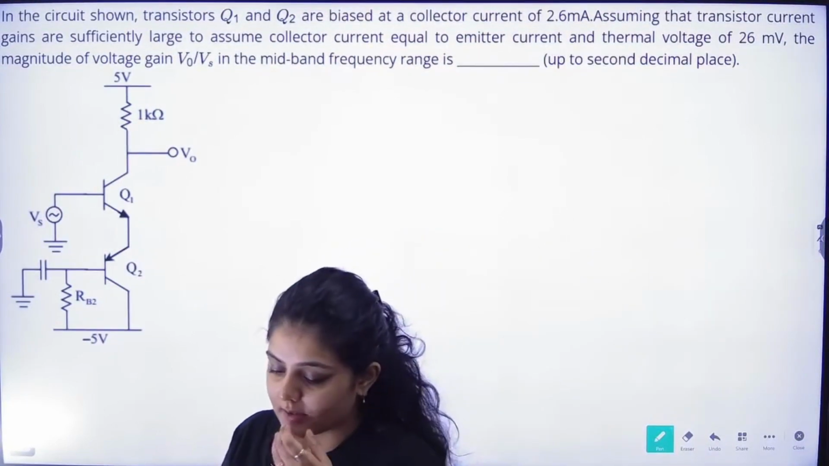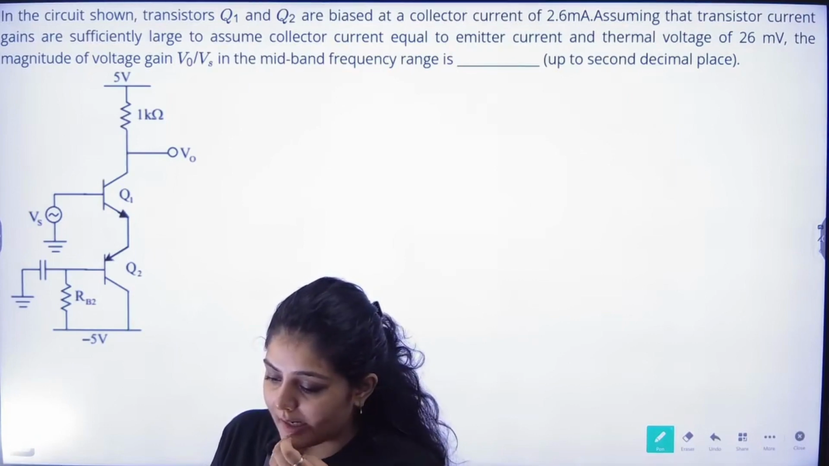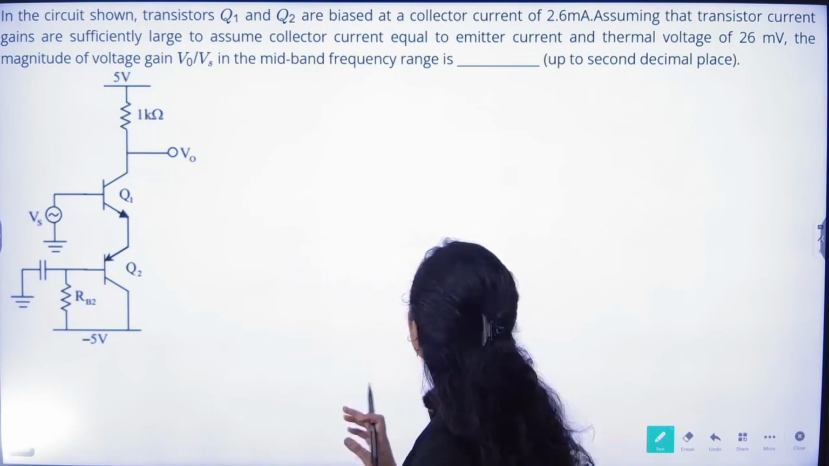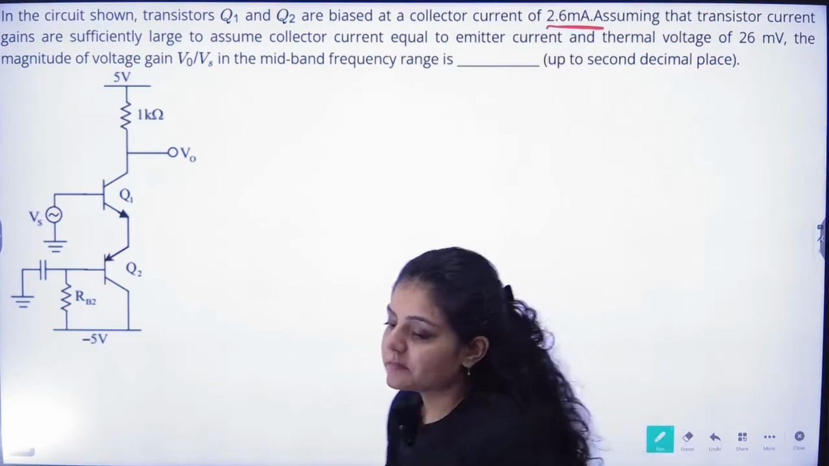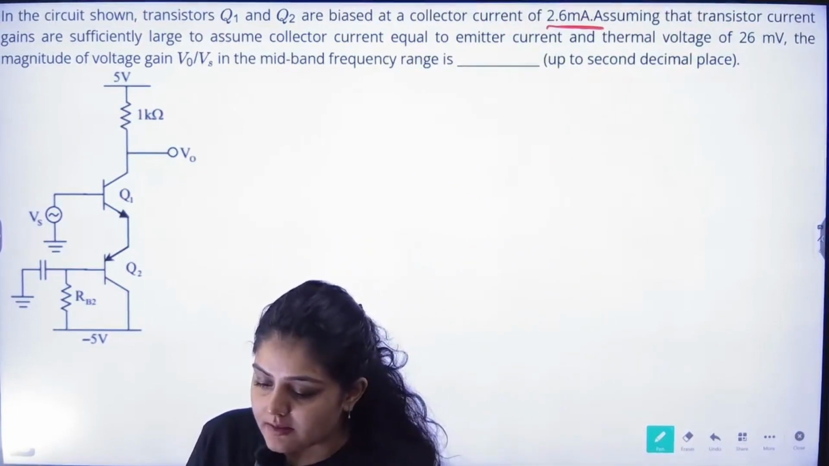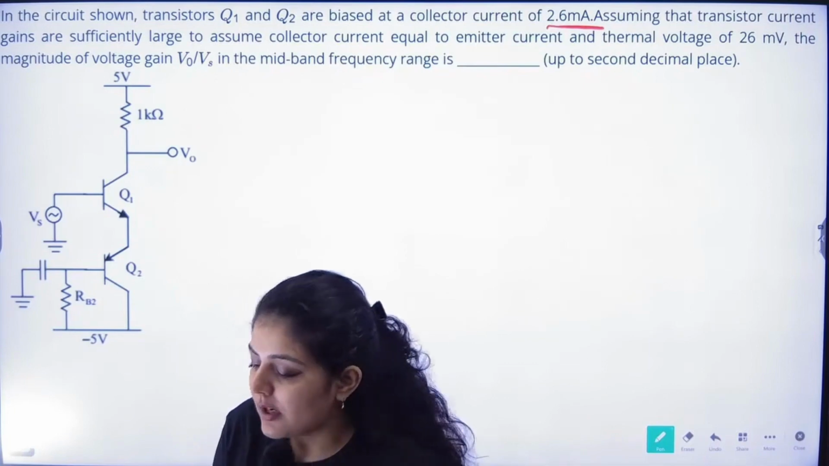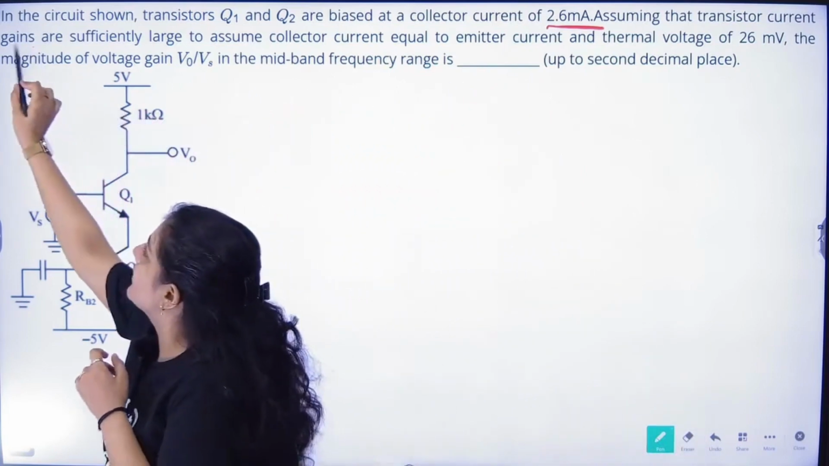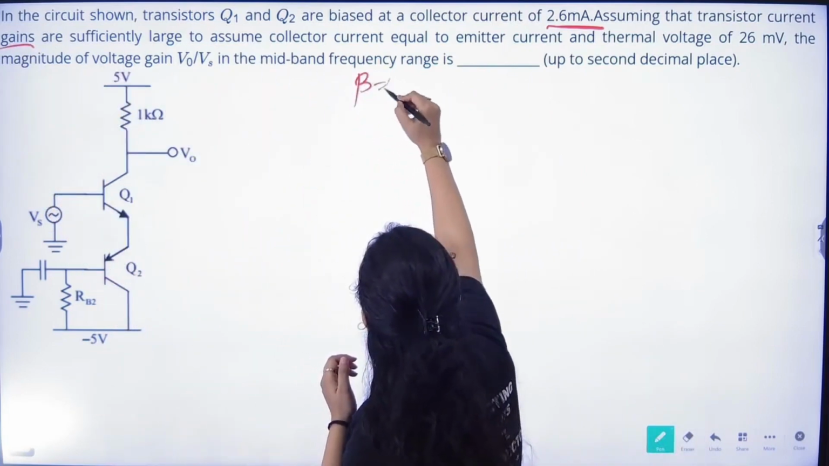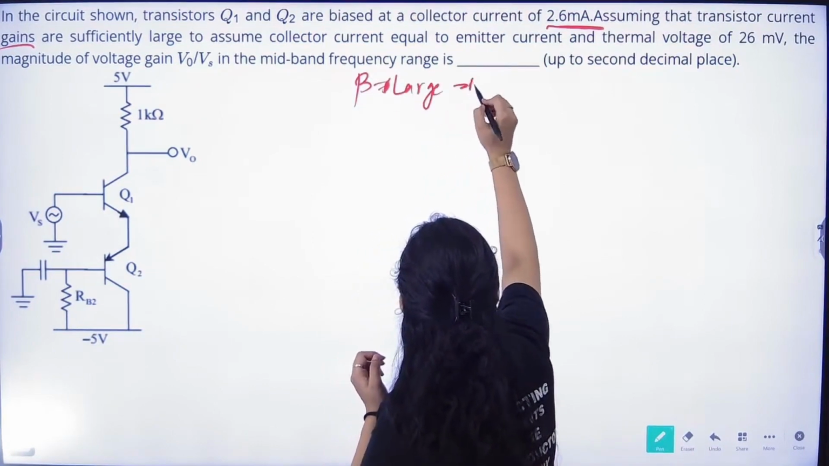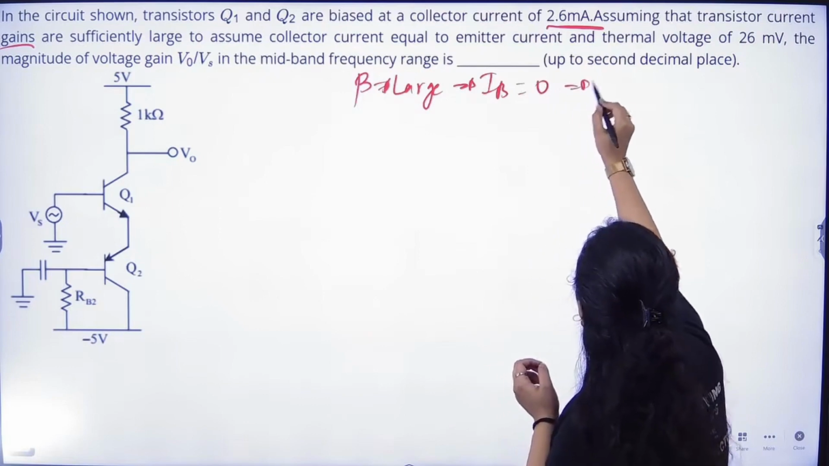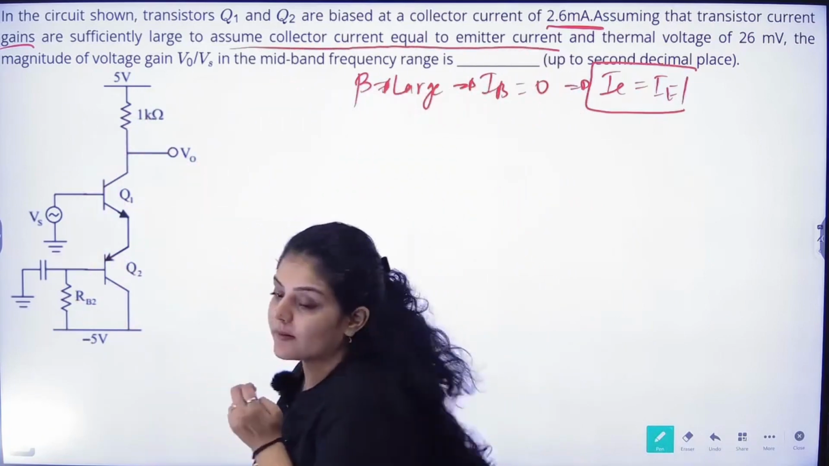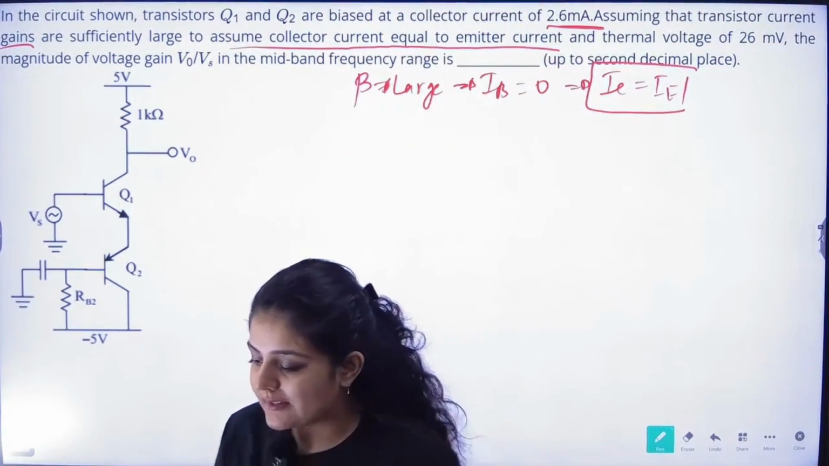The next question says that in the circuit shown, transistors Q1 and Q2 are biased at collector current equal to 2.6 milliampere. So collector current is given to us, which is equal to 2.6 milliampere. Assuming that the transistor current gains are sufficiently large to assume collector current equal to emitter current. In this case also beta is given very large. So if beta is large, our assumption is that base current will become equal to 0. That means IC is equal to IE. This is what they have written also. And the thermal voltage is 26 millivolts.